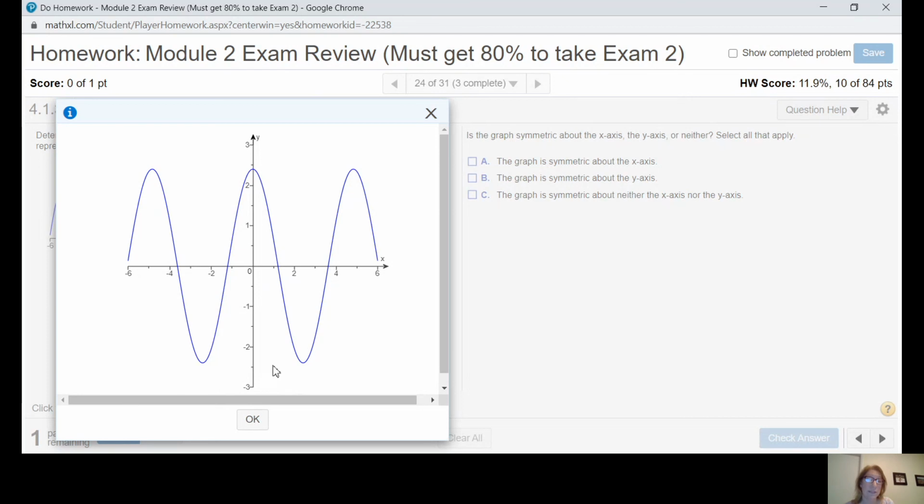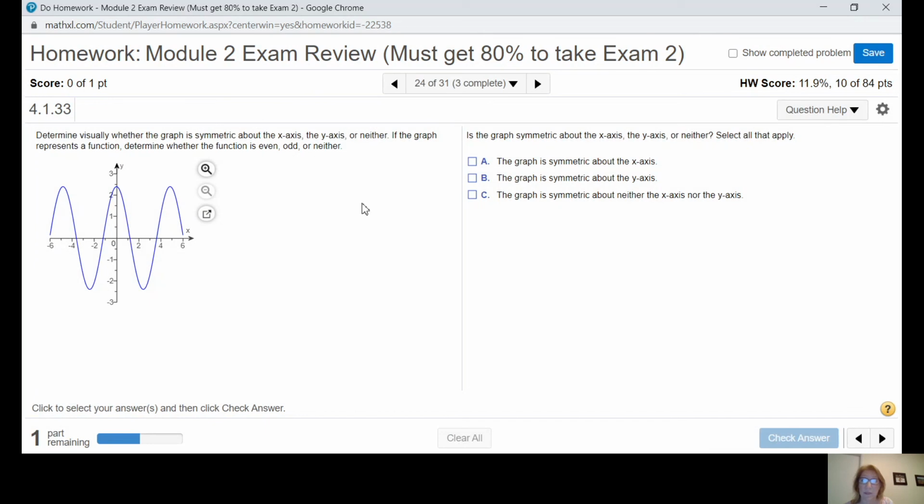So this one is symmetric if you fold it across the y-axis. Not so much if you fold it up and down, but if you fold it left and right, you will have matching pieces to connect on both sides. So this particular graph has symmetry about the y-axis only. Some graphs you have don't have any kind of symmetries, but this one actually does have the y-axis symmetry.